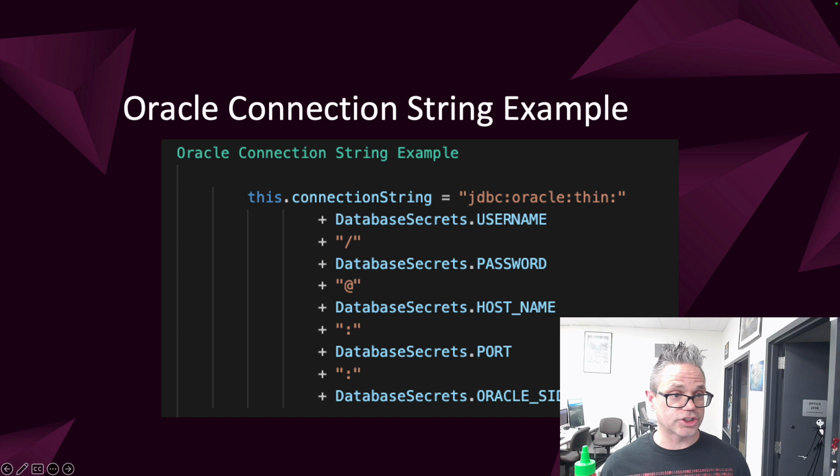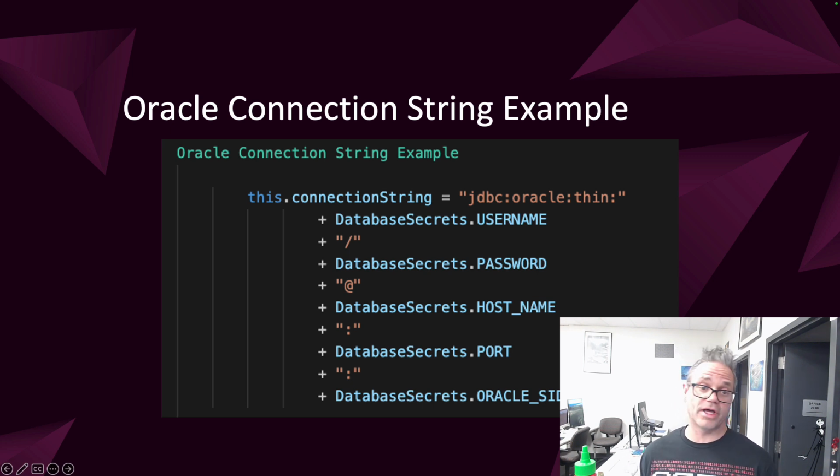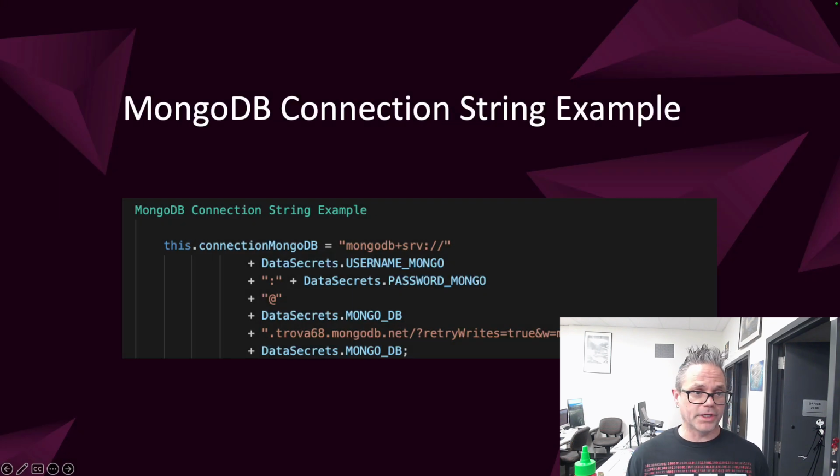When we're talking about an Oracle connection string example, we have the same kind of approach. I have this connection string assigned, and then jdbc:oracle, and then the username, a slash, the password, an @ sign, and then the datasecrets.hostname. Again, I'm not exposing any information I don't have to. Then a colon, the port, a colon again, and the Oracle SID value. And then a MongoDB connection string example: mongodb+srv://, then my datasecrets.username Mongo, a colon, the password Mongo, an @ sign and my datasecrets.MongoDB host, and then a long URL to work specifically with that Mongo installation, and then the Mongo database name at the end of that string.